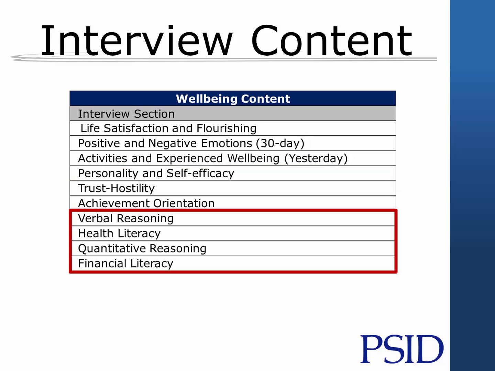The final 4 sections focus on cognitive ability and include a section on verbal reasoning, health literacy, quantitative reasoning, and financial literacy. For items in these sections, we have provided users with an indicator of whether the item was correct or not. The verbal reasoning items were also asked in the 1972 PSID main interview. The quantitative reasoning items were developed for the Health and Retirement Study.